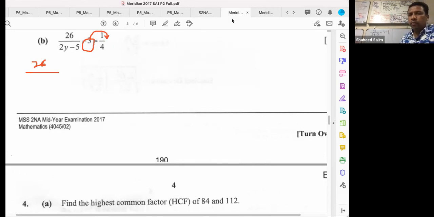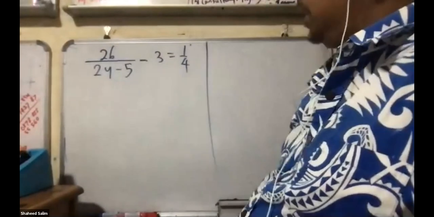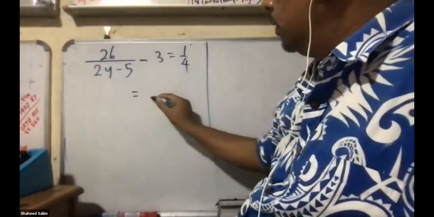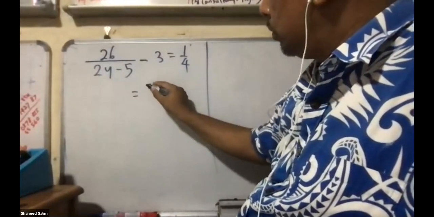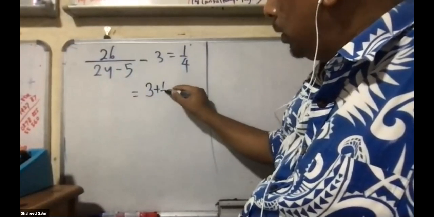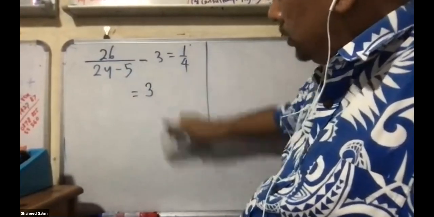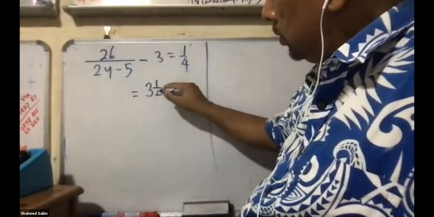Okay, so now, this is what it is. Step by step, we bring the minus 3 over this side. So what do you have? You have minus 3 become plus 3. 3 plus 1/4, which means it becomes 3 and 1/4. Okay.